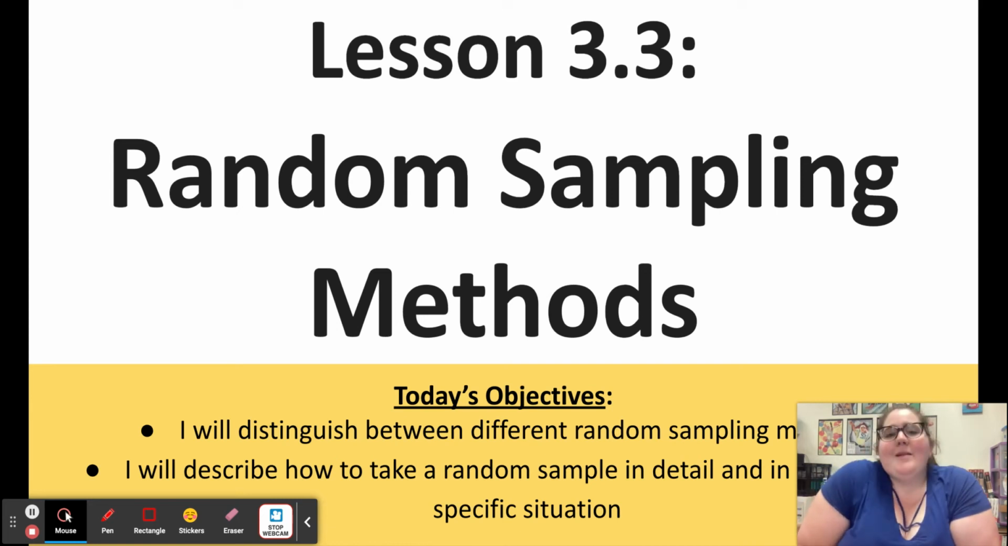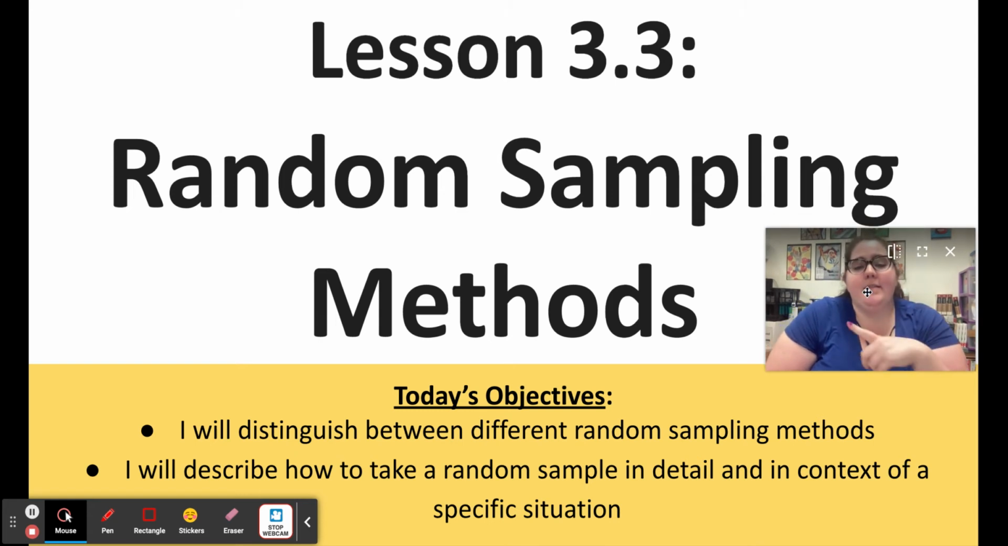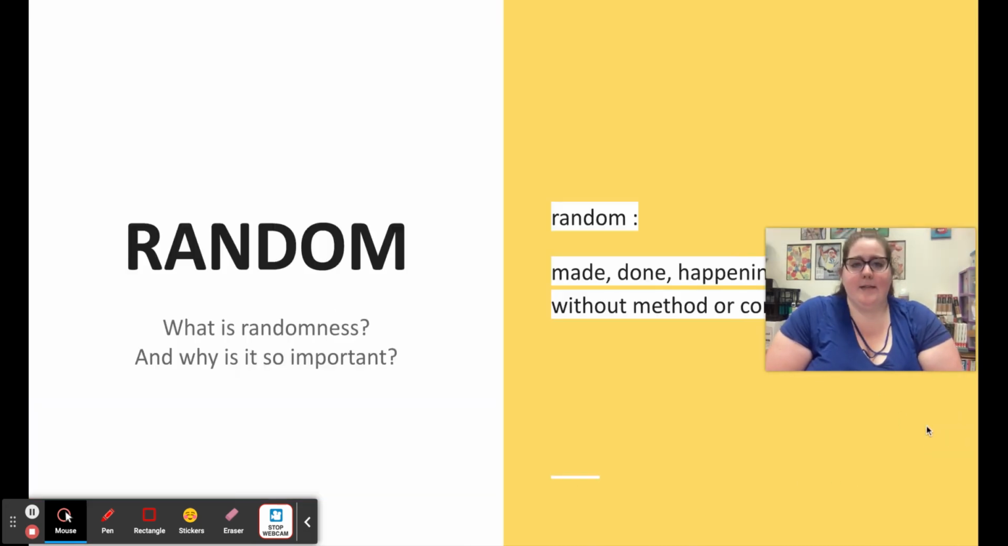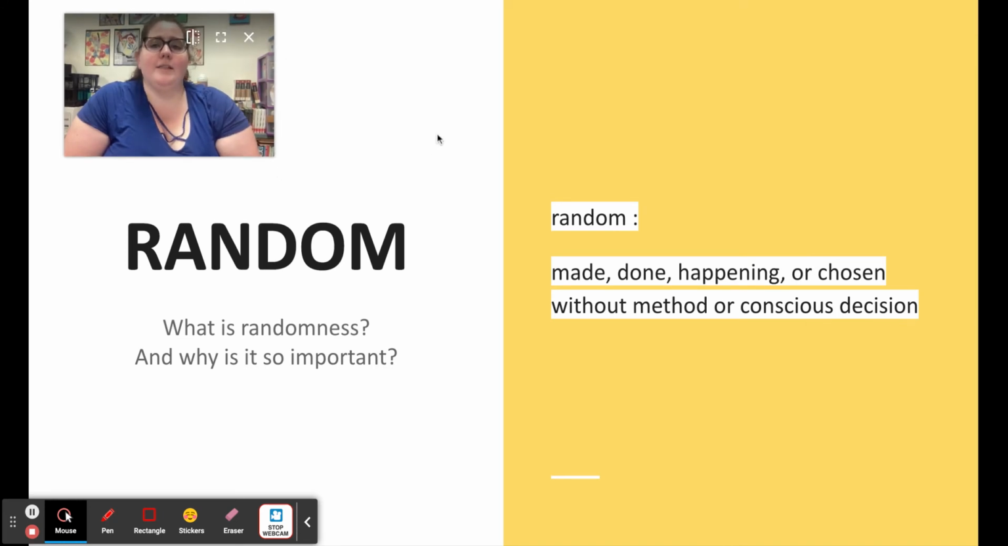Well, hello and welcome to the very first lesson of the year in AP Statistics. So today we're going to talk about random sampling and the different methods we have to take a random sample. You're going to distinguish between different random sampling methods and then describe how to take a random sample in detail and in context, which is a lot of what we do in AP Statistics, is describe things in detail and in context.